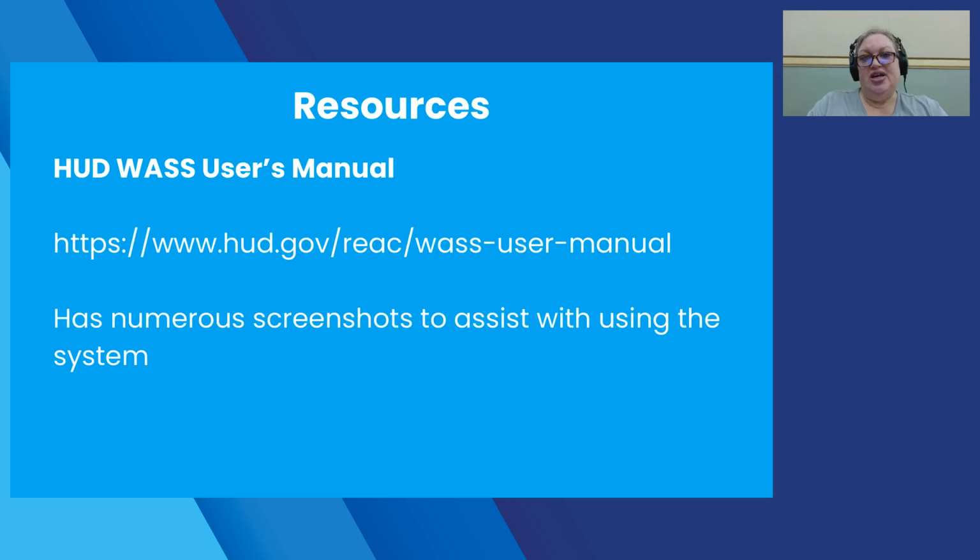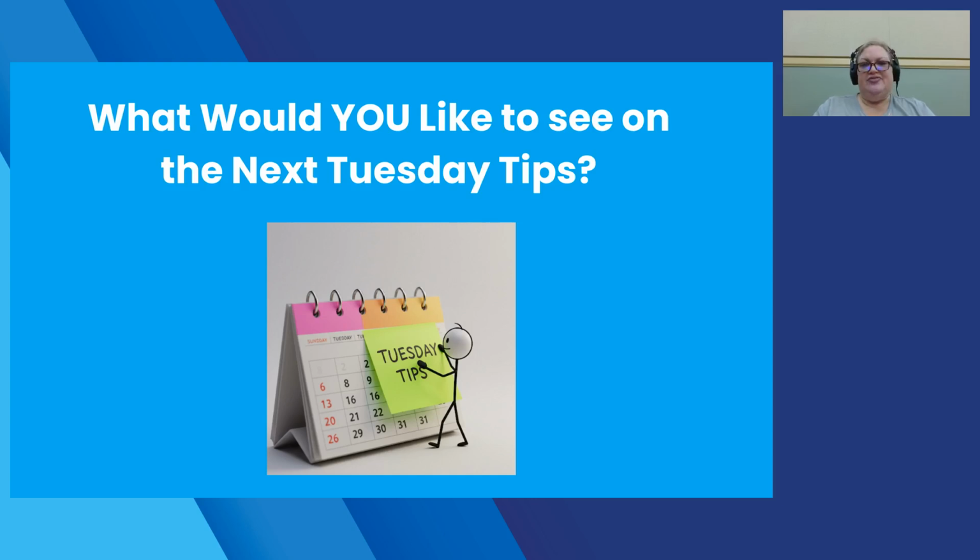When it comes to EIV, HUD has a WASS user manual, which walks through a lot of this stuff. It's in the REAC section of their website. You could do a search on the internet for WASS user manual, and that should bring it up. The great thing about this manual is it has numerous screenshots to help you walk through the system and figure out what you're supposed to be doing on what screen. I always love screenshots. It's always very helpful, especially if you're not used to working in a system. And that is going to do it for terminating user access in EIV.